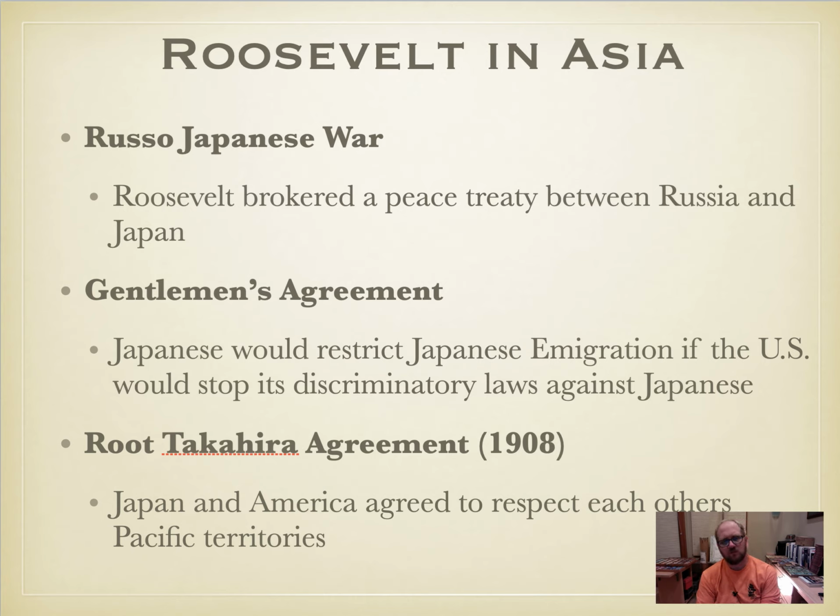Then also we have the Root Takahira Agreement, where Japan and America agree to respect each other's Pacific territories. Now, neither of us are going to basically go after each other in the Pacific.